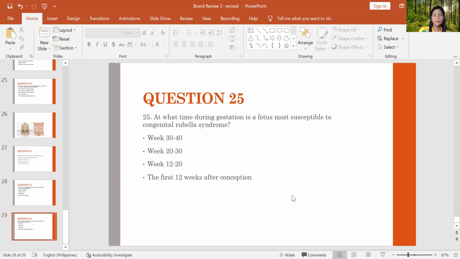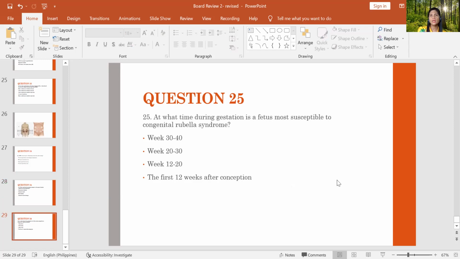Okay. And for the last question, at what time during gestation is a fetus most susceptible to congenital rubella syndrome? Is it week 30 to week 40, week 20 to week 30, week 12 to 20, or the first 12 weeks after conception? The right answer for this is the last option, which is the first 12 weeks after conception, because it is where the organs of the baby are being developed.